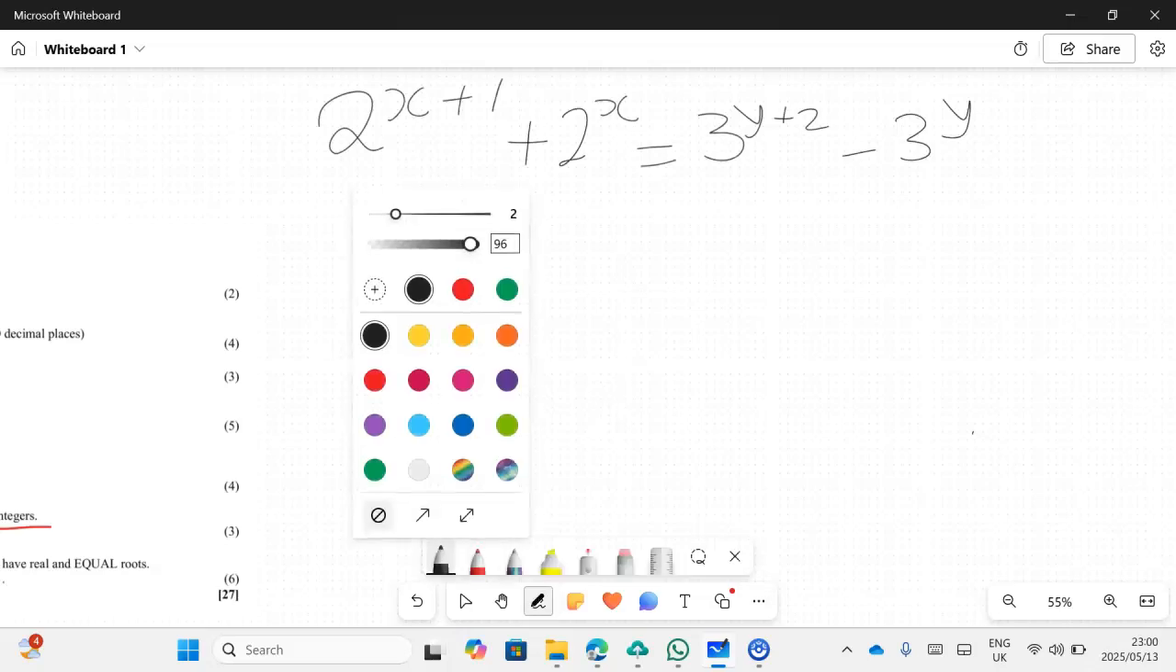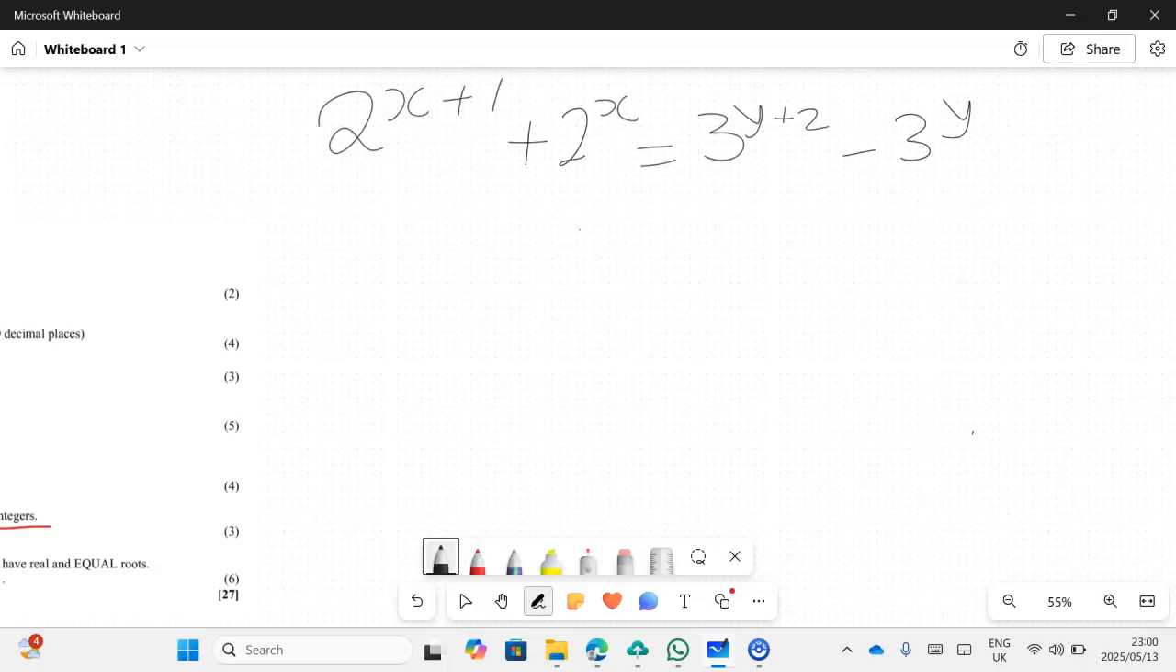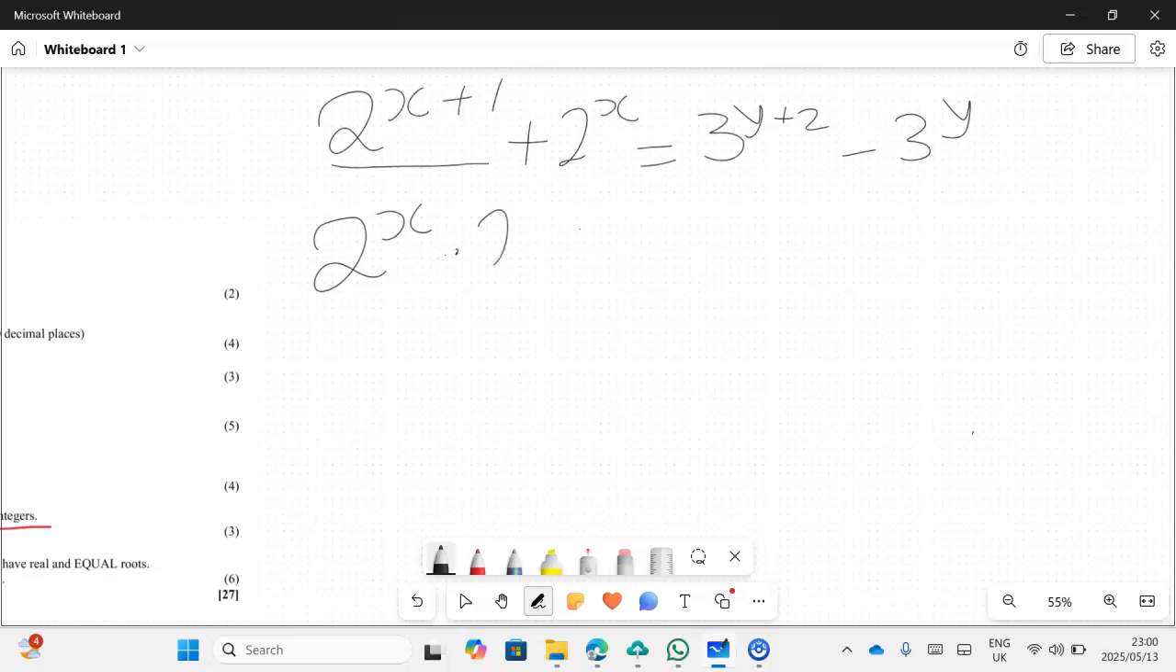And then we are going to simplify both. So we'll use the laws of exponents to expand the sides. I'm going to expand this, and this will be the same as 2^x multiplied by 2 to the power of 1, plus 2^x. And on the other side we are going to expand this, so it's going to be 3^y multiplied by 3 to the power of 2, then minus 3^y.